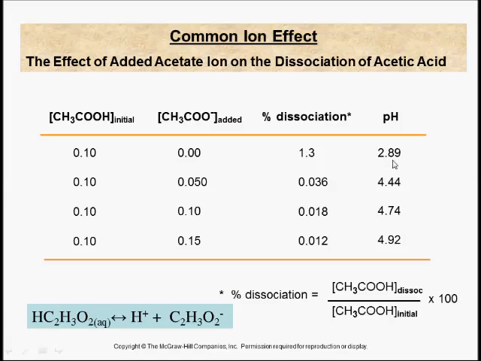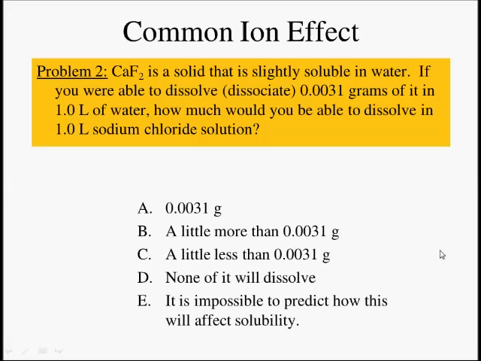So instead of a pH of 2.89, it now has a pH of 4.44. And as we add more and more of that acetate ion, you see it has to shift farther to the left, so it becomes less and less acidic as we do that. Again, that's the common ion effect. Okay, question number 2 for you. Take a look at this on your sheet, pause the video, commit to an answer, and then hit play when you're ready.